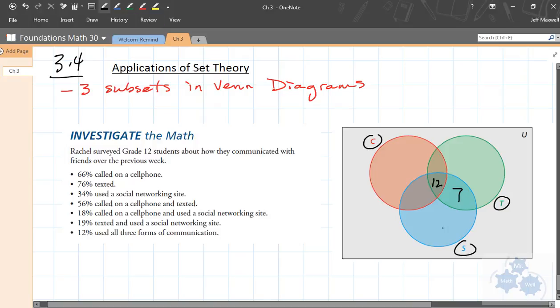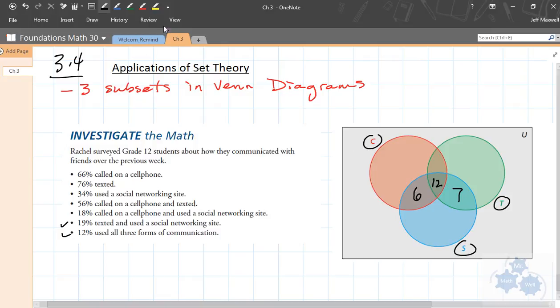Does everyone understand that? So we've got these first two taken care of. They are appropriately placed in the Venn diagram because 12 have the intersection of all three, and 12 plus 7 would be this part right here. That's the intersection of T and S. Got it? Okay, you can probably go ahead of me now, but the next section: 18 called on a cell phone and used social networking, so S and C, that is 18. We've already got 12 in this region. So in this part, I write 6. Does that make sense?